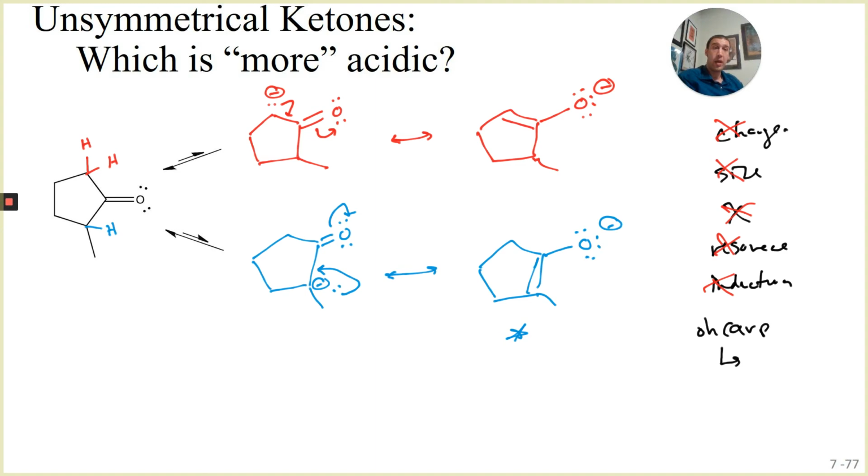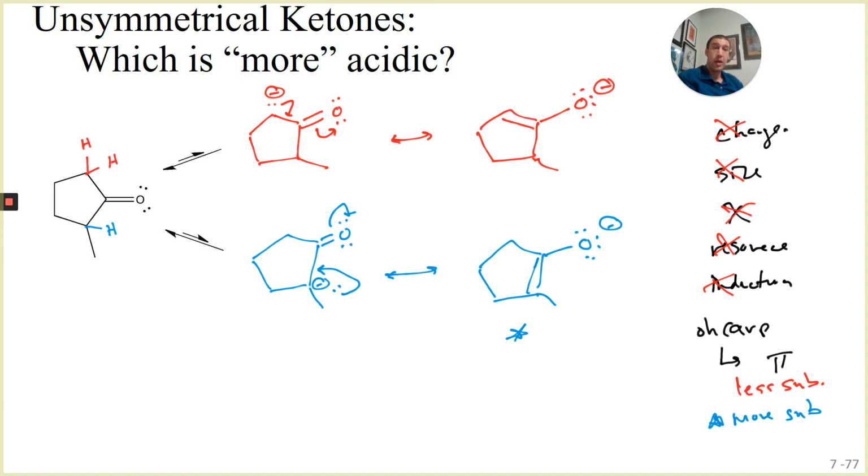Which is instructive because it's going to allow us to evaluate that difference. And really what we're evaluating is the pi bonds. The pi bonds are different. The red one is less substituted, and the blue one is more substituted. A more substituted pi bond is more stable than a less substituted pi bond, which would suggest that the more substituted should be the one that forms.